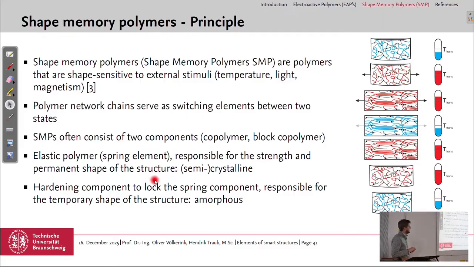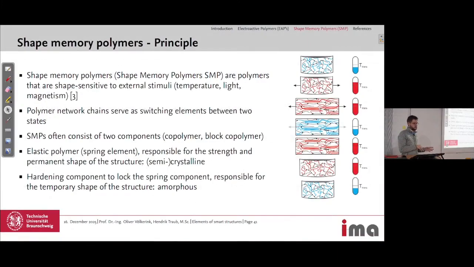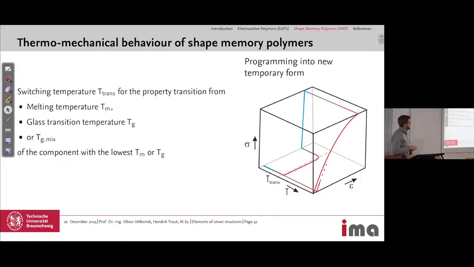It's semi-crystalline. And then we have a hardening component, which locks the spring component, responsible for the temporary shape of the structure, and this is most of the time amorphous. So 2 types of polymer mixed, one as the elastic polymer and one to harden the component and to lock the shape. And if we have a look at this diagram to get an impression how it works, here's the temperature axis, here's the elongation or strain axis, and here's the stiffness axis.